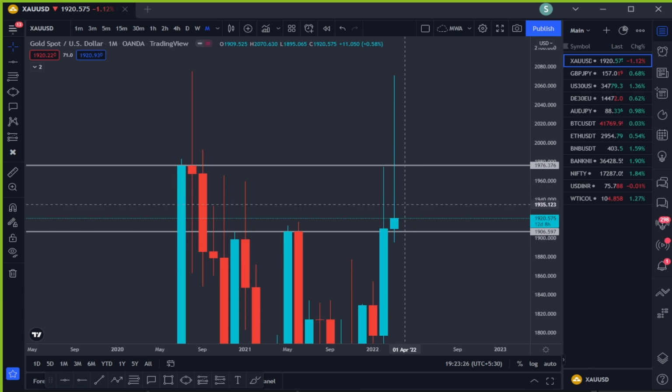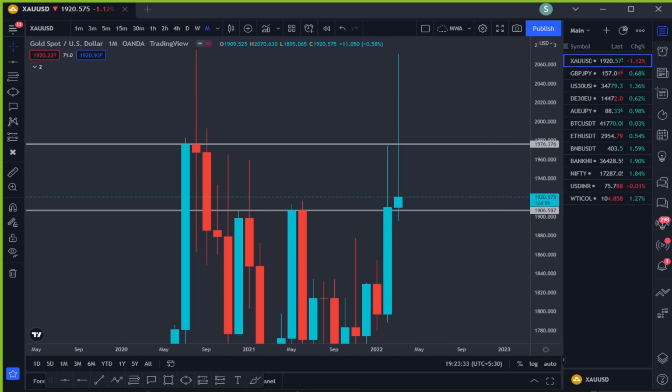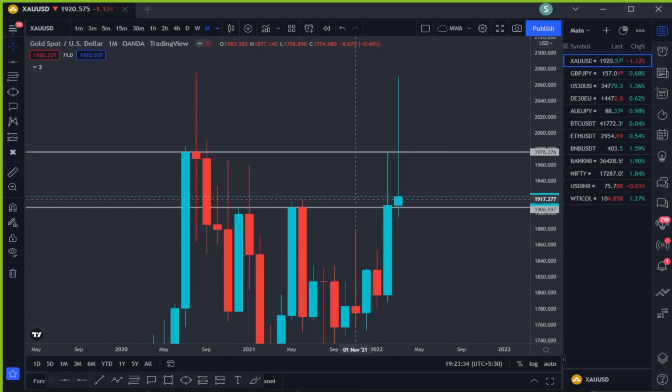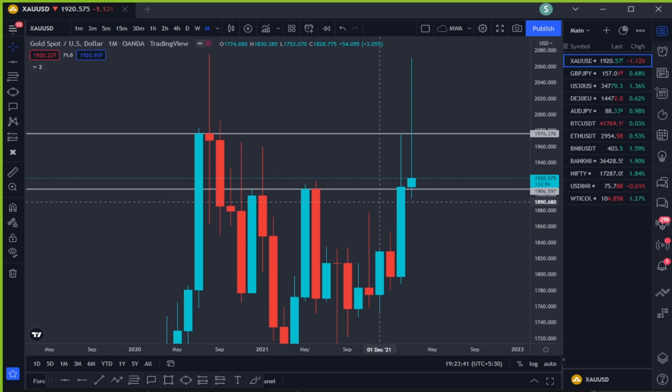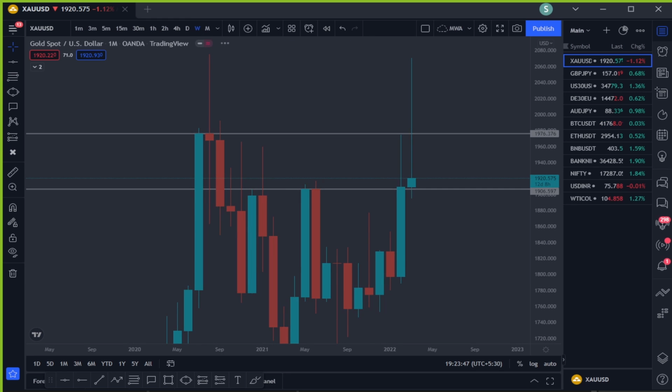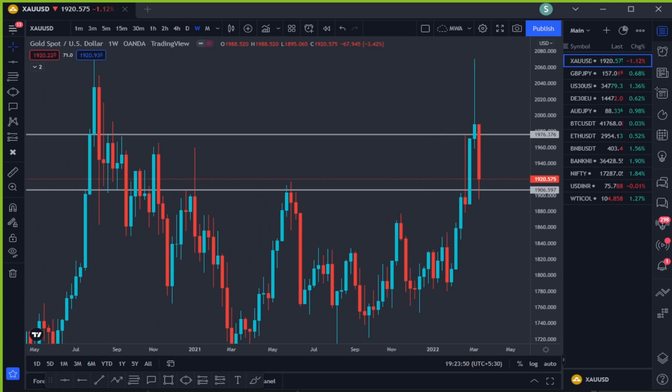You can see in this current monthly candle, the price also hit the highest level of the gold. Anyways, right now we can see that the price is very much bullish on the monthly, so we are still expecting the price to continue to move higher. Now let's see what's happening on the weekly time frame.